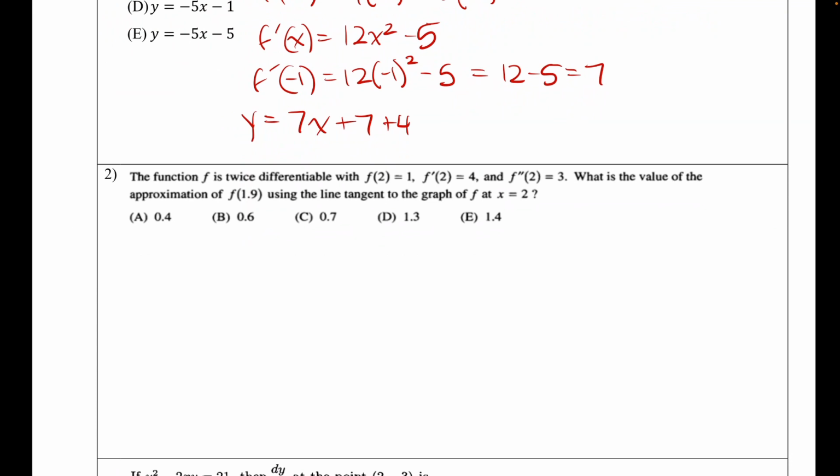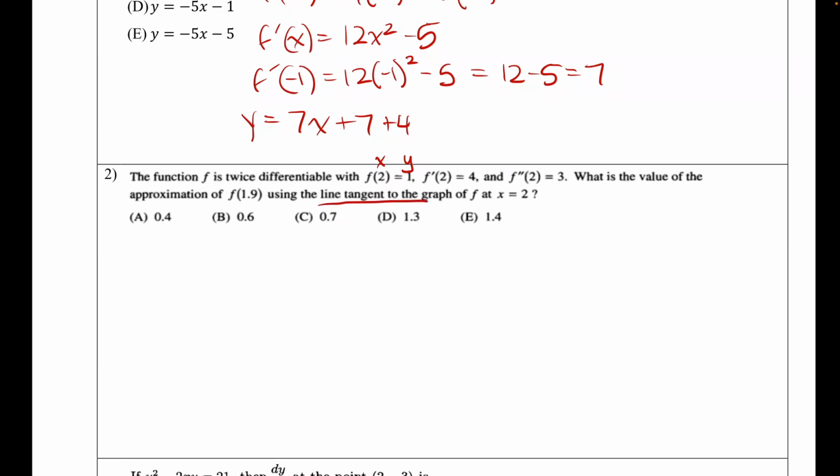Function f is twice differentiable, and it gives us an x coordinate of 2 and a y coordinate of 1. It also tells us that when we take the derivative at 2, we get 4, and that's going to be our slope over here. It says the second derivative, the concavity, is positive. It's a +3. What is the value of the approximation of f of 1.9 using the line tangent to the graph?